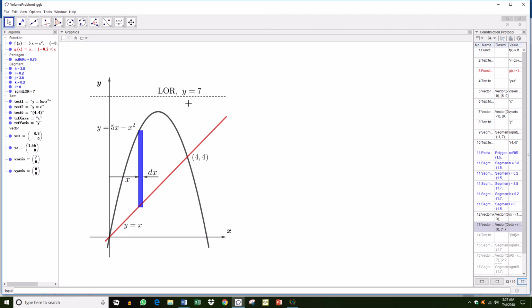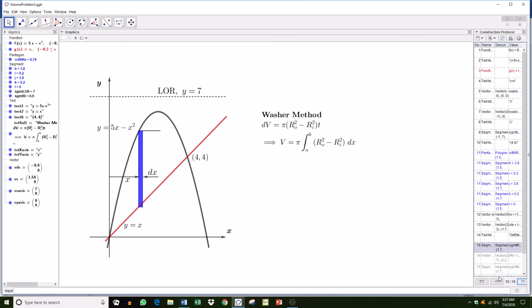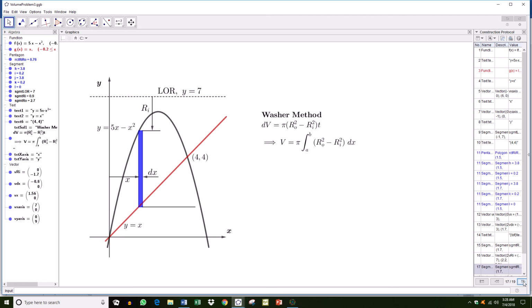Washer automatically means the formula for the volume is π times (r_o² − r_i²) times t. We need to figure out what r_o, r_i and t are in this case. r_i is the distance from the line of revolution to the closest point on the rectangle. So that is r_i. And r_o is the distance from the line of revolution to the farthest point on the rectangle. So that's r_o.